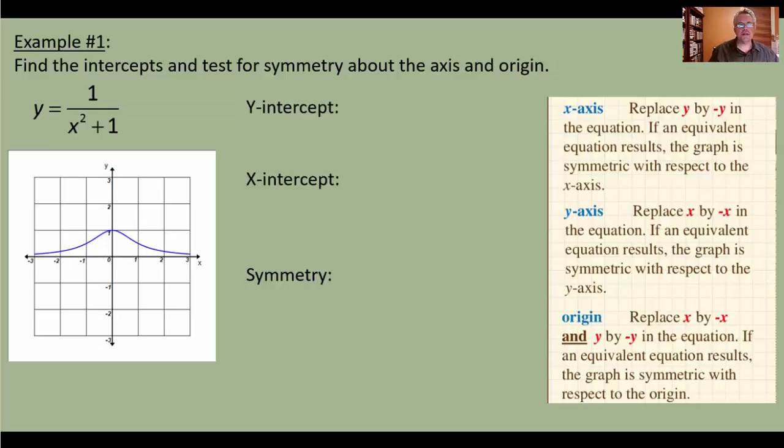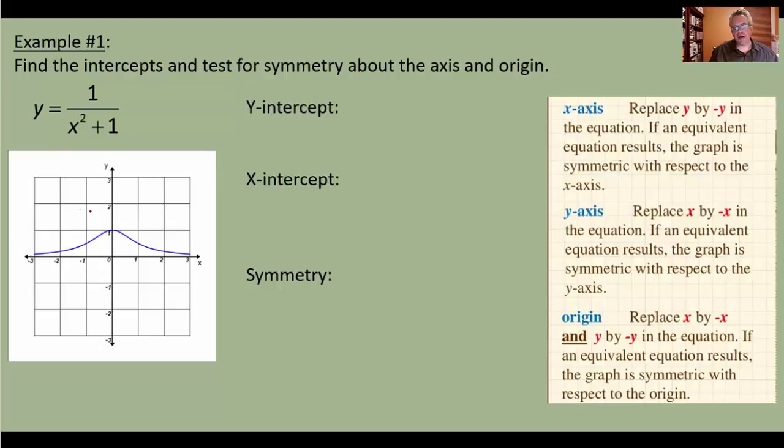Alright, so here's our first example. It says find the intercepts and test for symmetry about the axis and the origin. So that'd be about the x-axis and the y-axis. Our equation is y equals 1 over the quantity x squared plus 1.